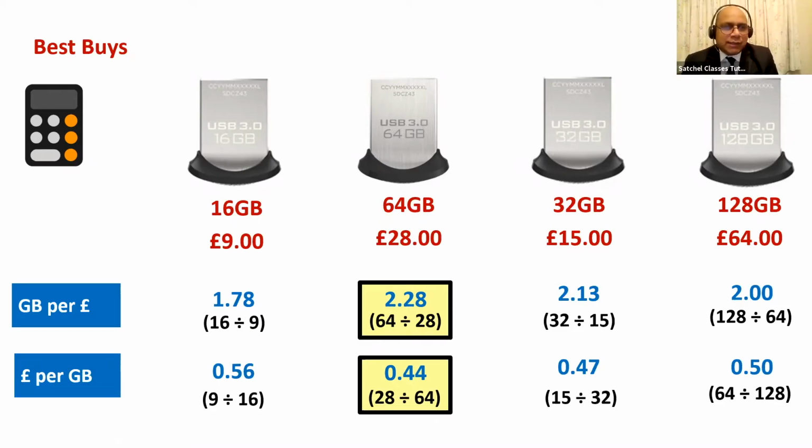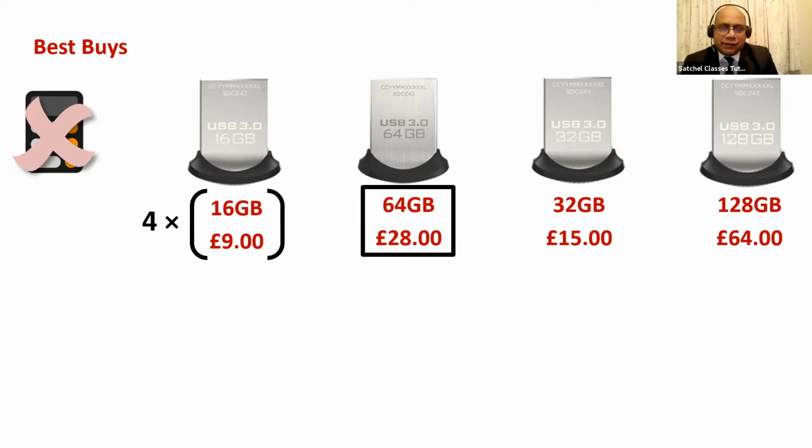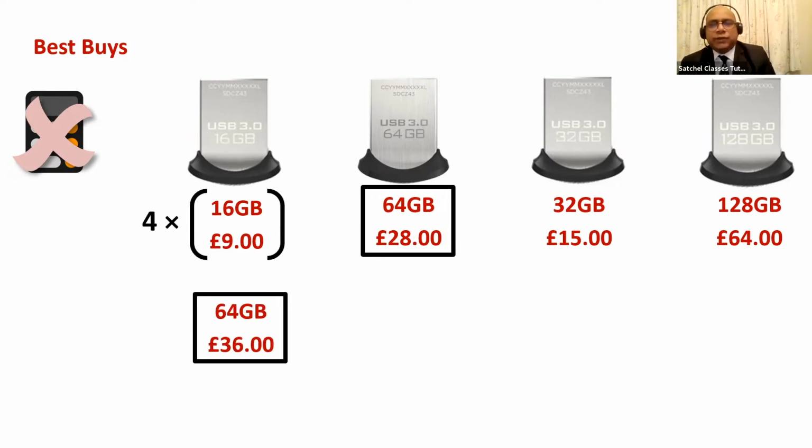What if this appeared in a non-calculator paper? Well, now I cannot do 16 divided by 9 or 9 divided by 16. I have to do it mentally, right? So I realized that for the data that I get, 64 GB, I can convert each of the others also into 64 GB. So I can always compare on the basis of a common quantity, right? So 16 times 4 is 64, so 9 times 4 is 36. So in the first case, for 64 GB of data, I'll end up spending 36 pounds.